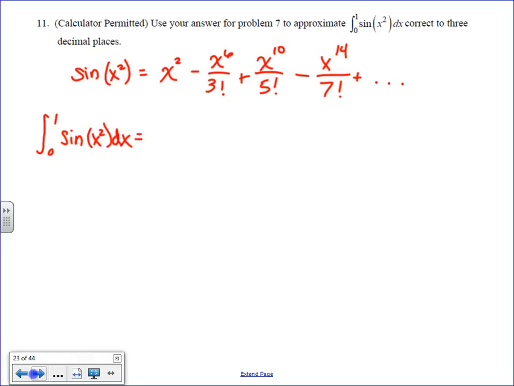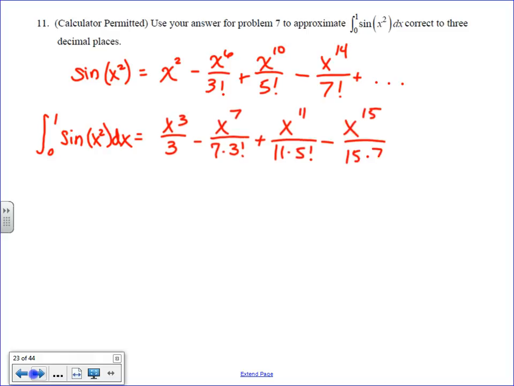Take integral of one side, take integral of the other side, right? And the integral of x squared is going to be x cubed over 3 minus x to the 7th over 7 times 2. That works for me. X to the 11th over 11 times 5 factorial, x to the 15th over 15 times 7 factorial. Now it said use it to approximate to correct to 3 decimal places.